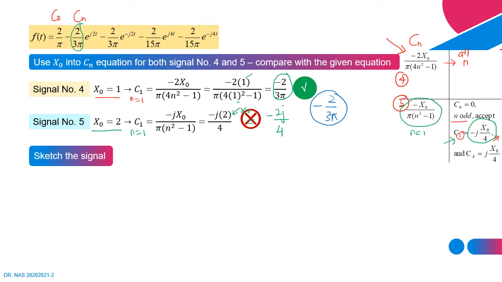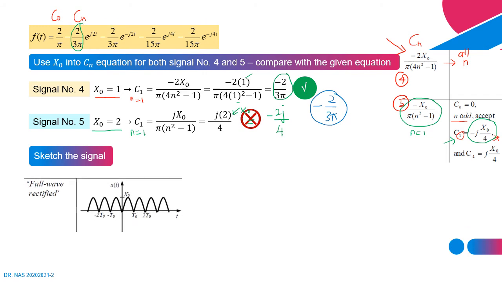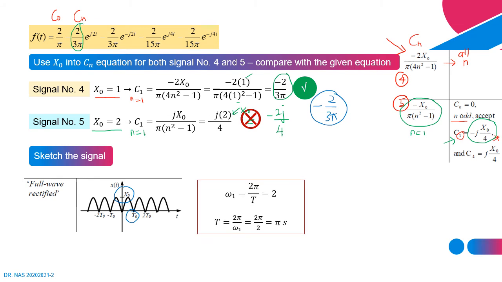So next, you need to sketch the signal. Okay, first, sketch the signal from the table, because we want to know which variables or parameter to be addressed in our sketch. Okay, next you need to consider the x0 values. So we choose signal number 4, and then the x0 equal to 1, while the t0 you need to calculate from the omega.